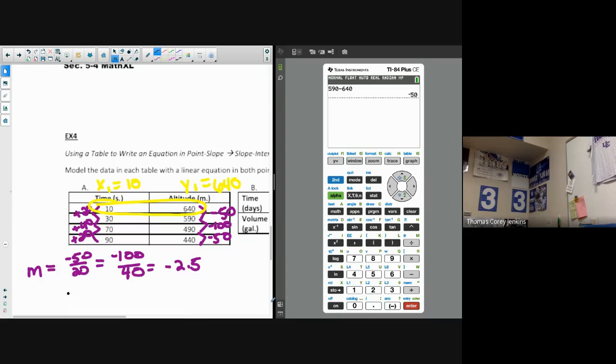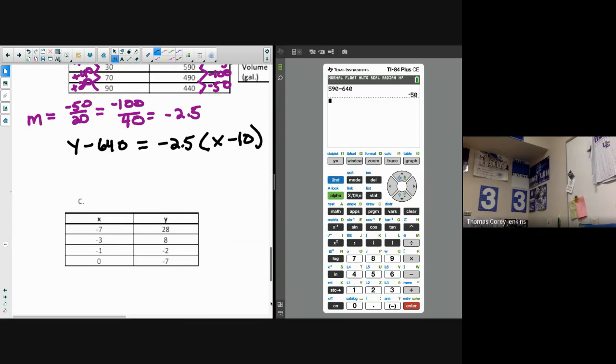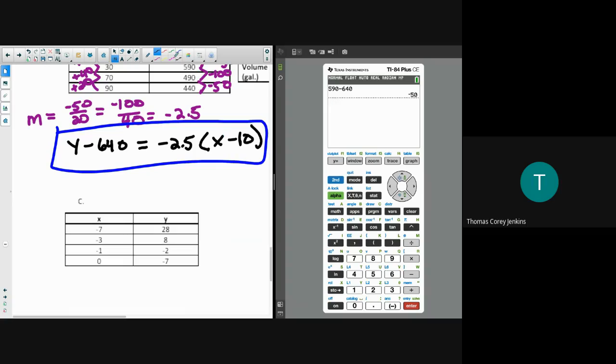Hopefully that all pops up here in just a second. And there it is. This is my point slope equation, so that's part 1 of my answer. Part 2 is to solve that for y. I'm going to distribute the negative 2.5, which gives me y minus 640 equals negative 2.5x plus 25, negative 2.5 times negative 10.